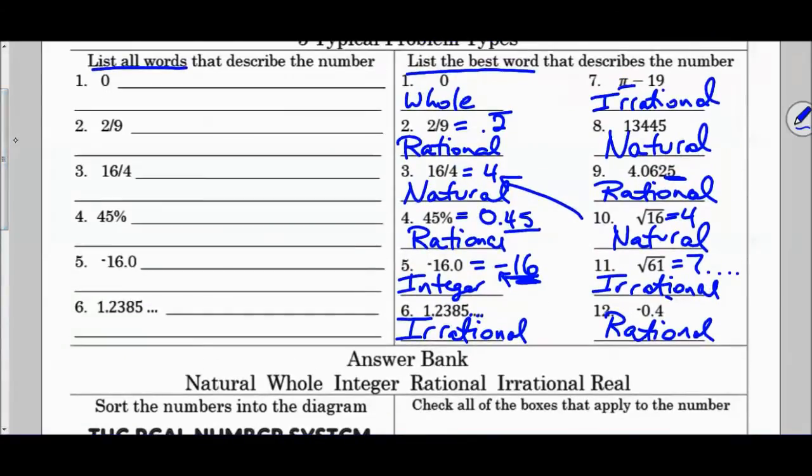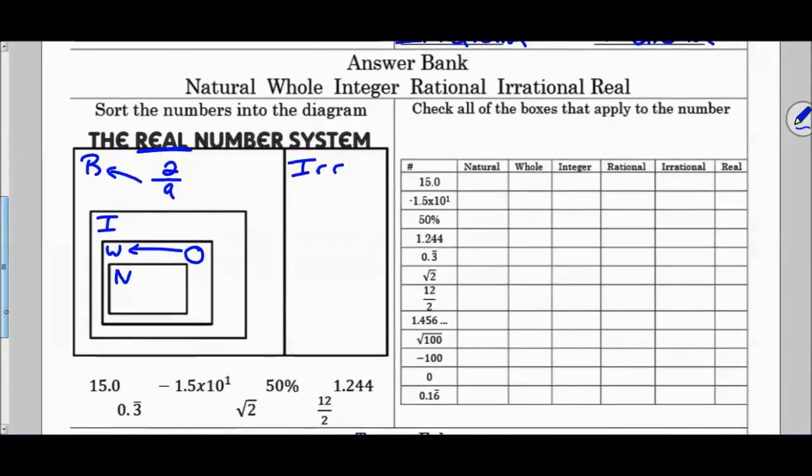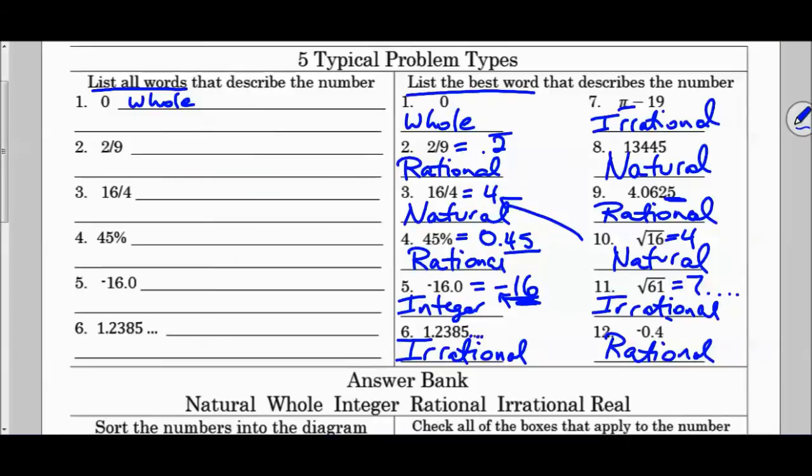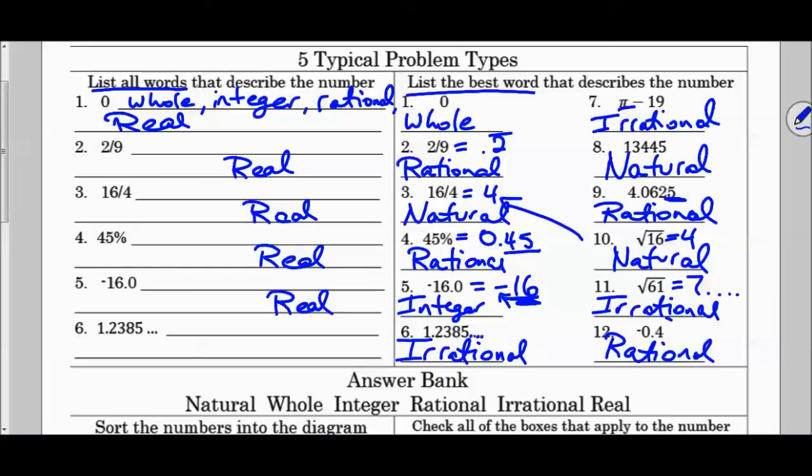So when we list these out, we're going to list whole. That's the first one. It doesn't get into natural numbers. It's not in the smaller box. It's in the bigger boxes, so it's going to go up to integer and rational. The best word to describe it is whole, but we can also use the words integer and rational. And for each of these, we can use the word real. I'm going to write that in for each of these right now so I don't have to do it later, and so I don't forget. Every single number that we have here, or at least that we're going to deal with until high school, is a real number.